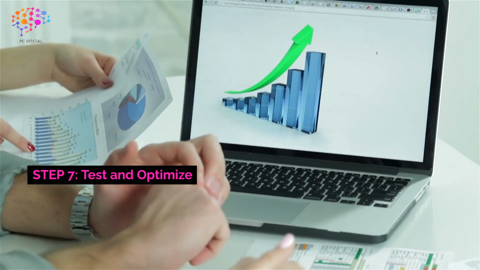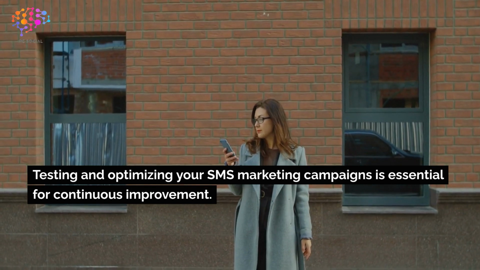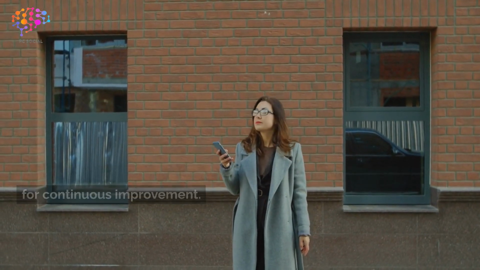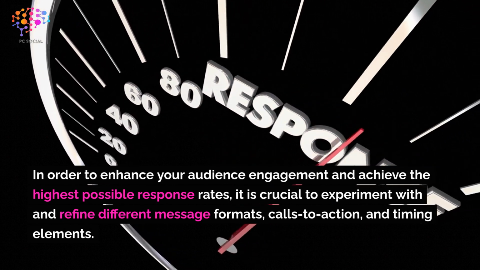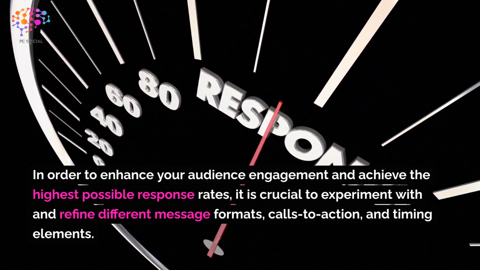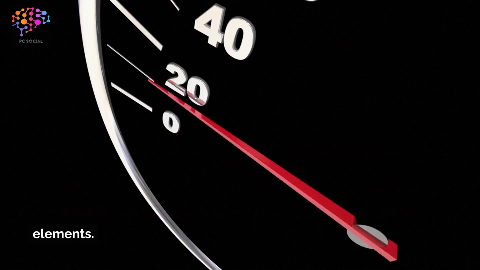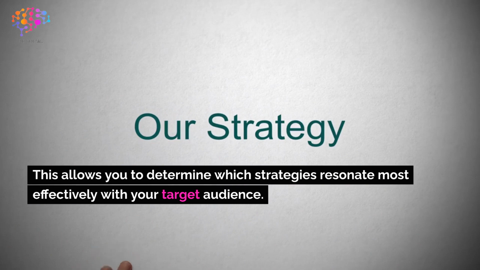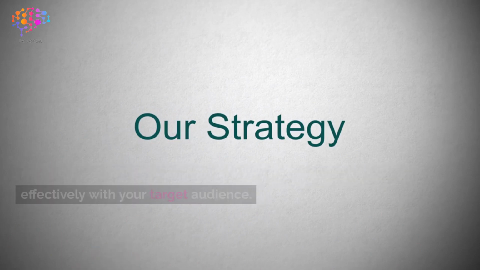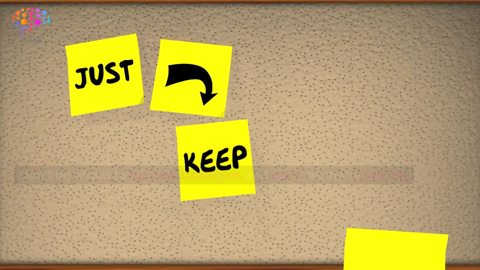Step 7. Test and optimize. Testing and optimizing your SMS marketing campaigns is essential for continuous improvement. In order to enhance your audience engagement and achieve the highest possible response rates, it is crucial to experiment with and refine different message formats, calls to action, and timing elements. This allows you to determine which strategies resonate most effectively with your target audience. Don't be afraid to try new strategies and learn from the results.